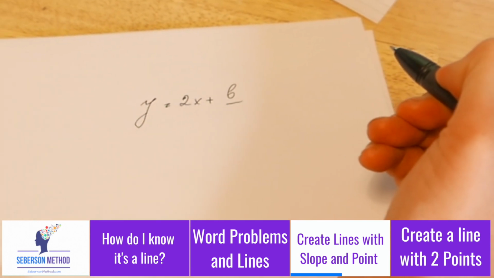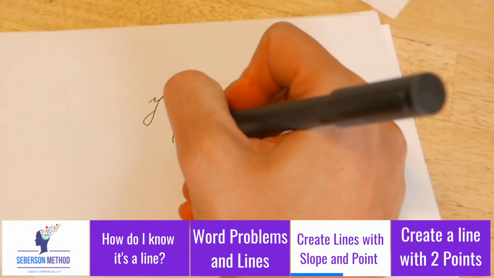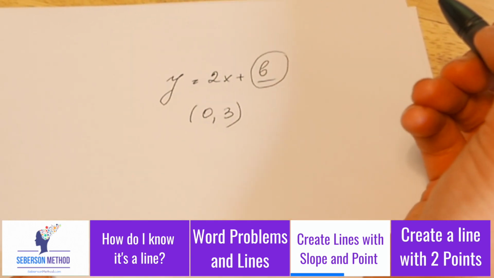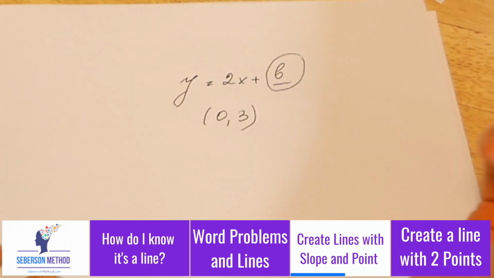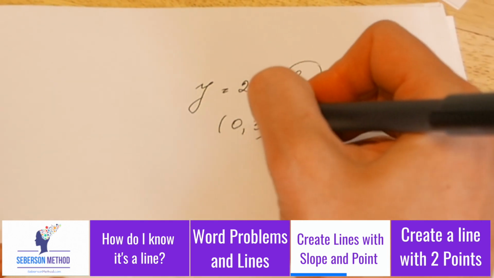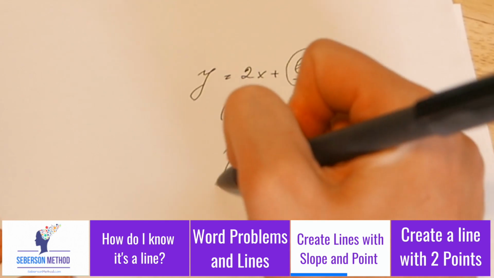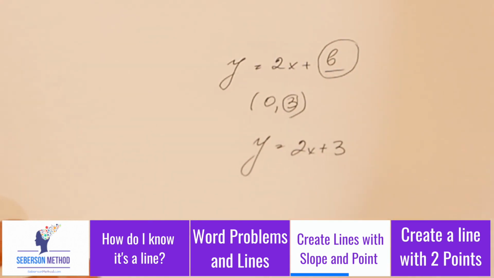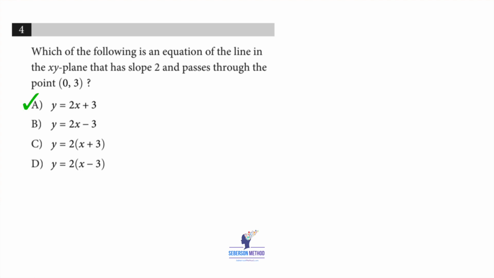The b is unknown, but we can figure it out because we are given the point 0, 3. Remember how we at the beginning said that b is also a y-intercept? So you don't really need to plug anything in. If you're given the point 0, 3, 3 is your y-intercept. So it's going to be y equals 2x plus 3. Answer choice A. Next problem.